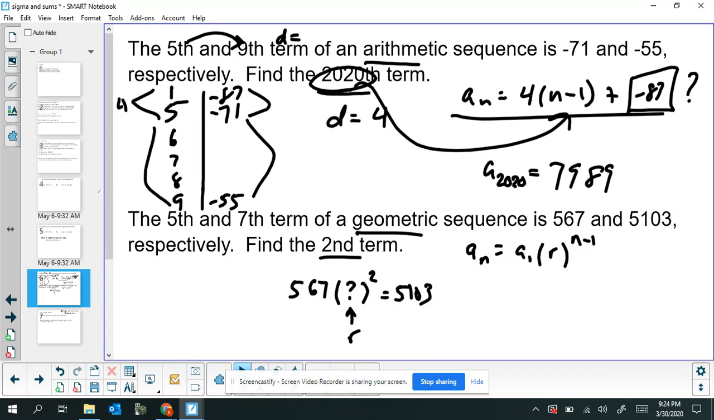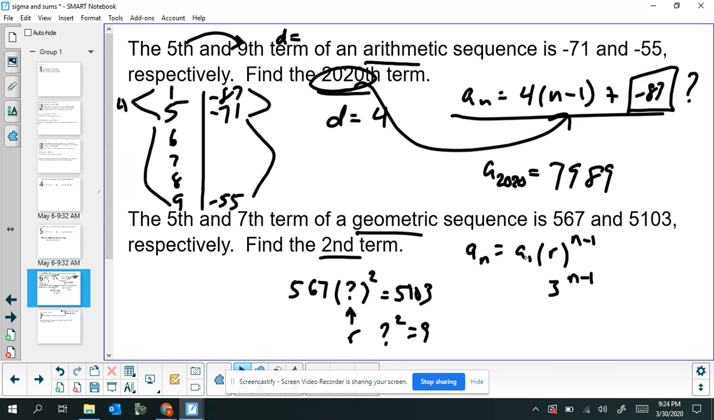5103 divided by 567. Give me a second here. 5103 divided by 567 is 9. So something squared equals 9. Okay, we got 3 as the common ratio.